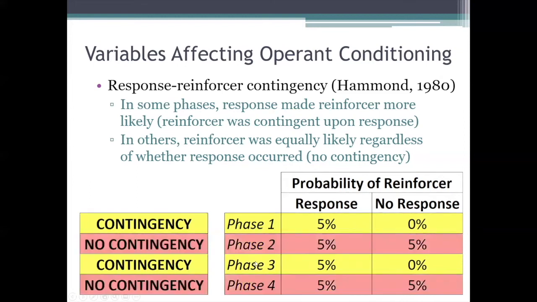But in phase 2 and phase 4, there was no such contingency in place because in those 2 phases, the animals were equally likely to receive water regardless of whether they made a response or not. As you can see in the table, during those 2 phases, the rats still had a 5% chance of getting water if they pressed the bar, but they also had a 5% chance of getting water even if they didn't press the bar. So performing the response did not increase the likelihood that the reinforcer would occur. And so that's why I say that there's no contingency here between the response and the reinforcer during those 2 phases.